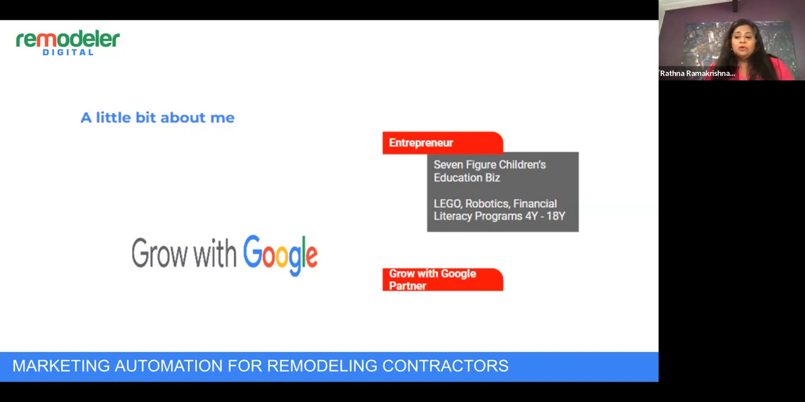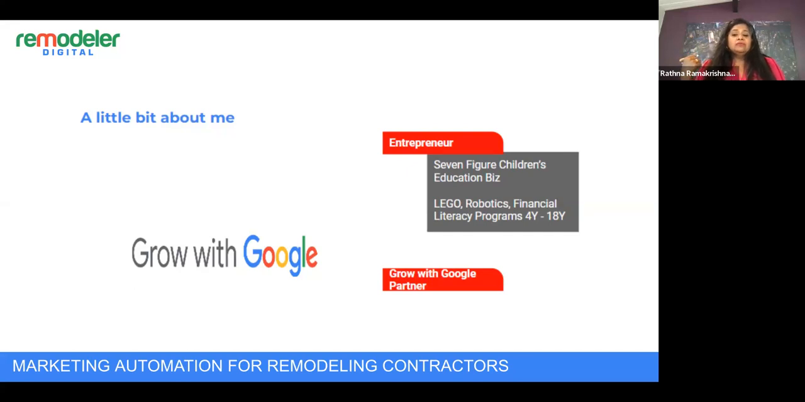So the first thing that I did was I became a Grow with Google partner. The Grow with Google partner is a program with a kind of tedious application process, but what it gives me is a direct line into the Google small business team, which is headquartered here in Mountain View, California.